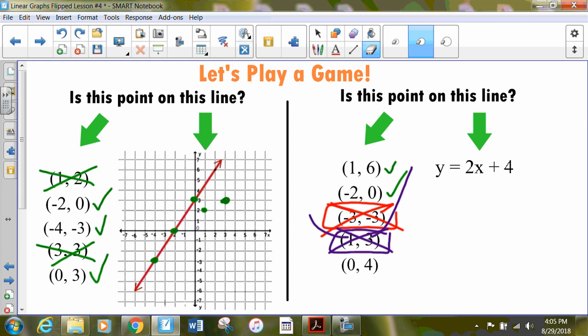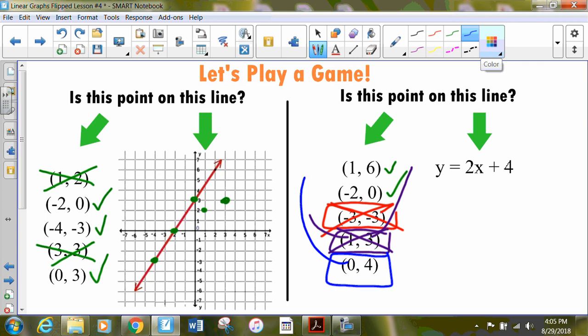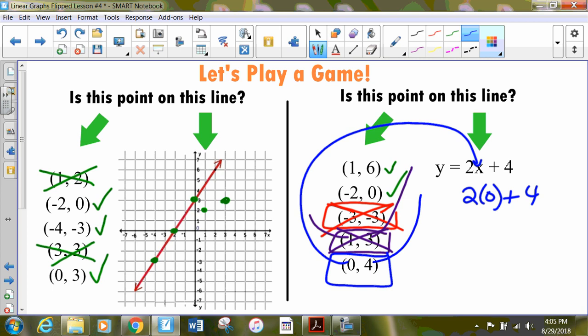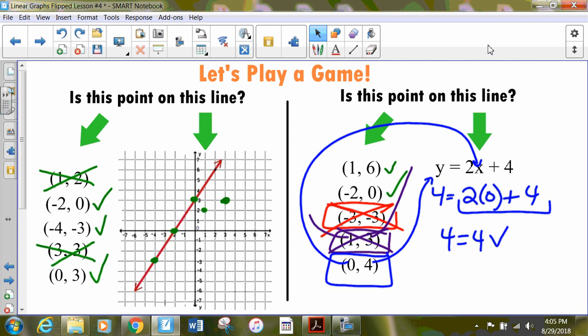Okay, and our very last one, let's go ahead and plug in 0, 4 and see if it's going to work. We'll plug in 0 for x. We're going to plug in 4 for y. Let's see if that's true. If we put this in our calculator and hit enter, yep, we'll get 0 plus 4 is 4. Finally, something's true. That means then that 0, 4 is on this line.